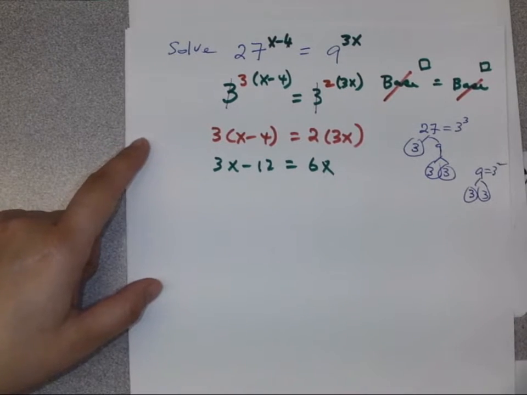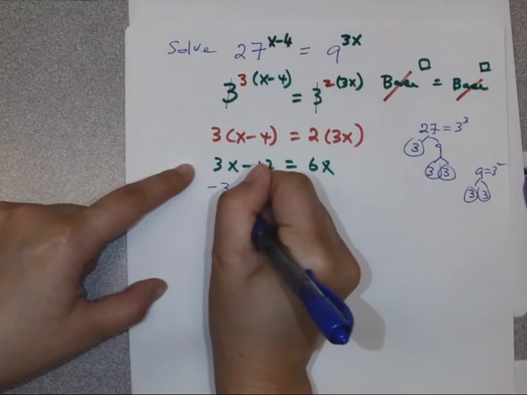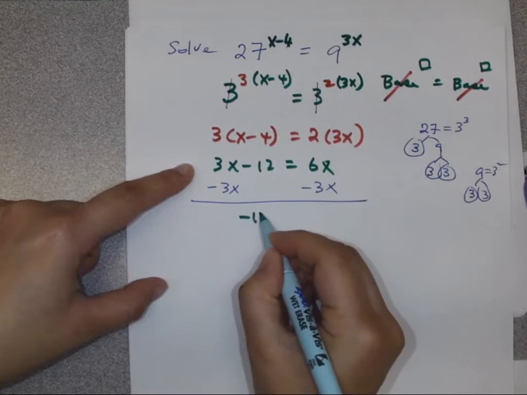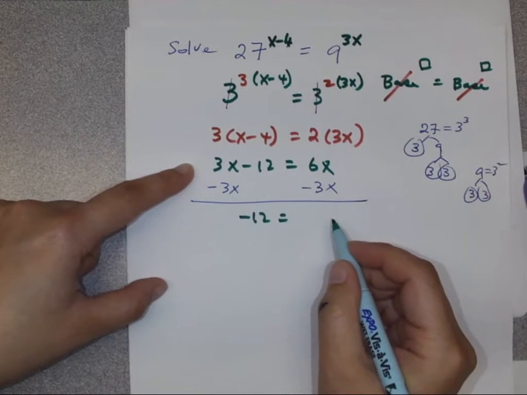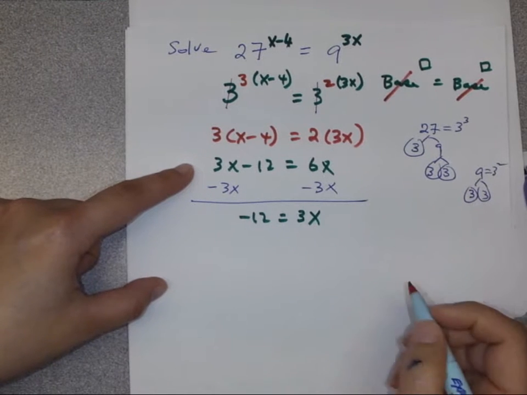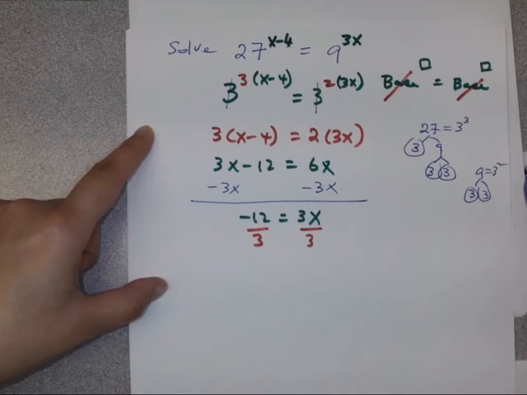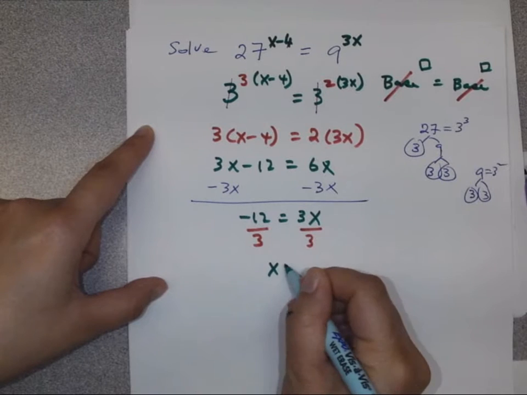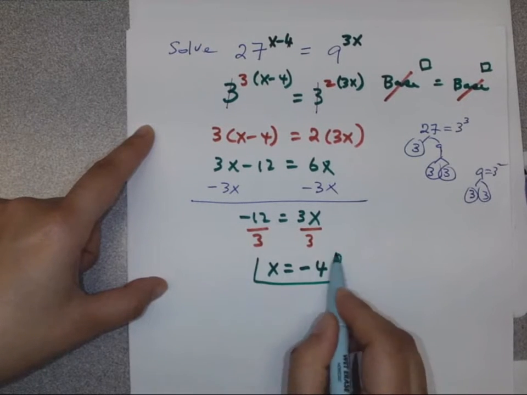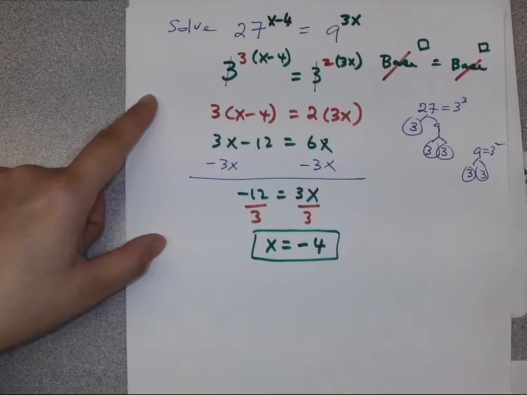So now we just need to solve it, right? I would move the 3x to the other side. So negative 12 equal to 3x, okay? And then the last step, we need to do what? Divide by 3 both sides, so x equal to negative 4. Is it okay? Can x equal to negative 4? Cannot? Why not?